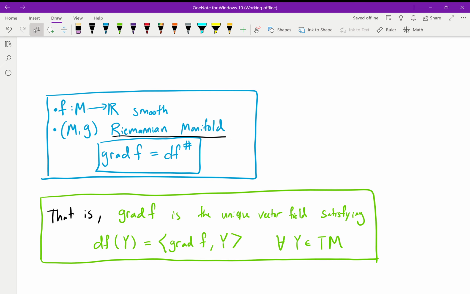Are you also satisfying the relation that you have there? Oh yeah, exactly. Like this, the metric. Yeah, just a reminder, I'm using the angle brackets as shorthand for G.